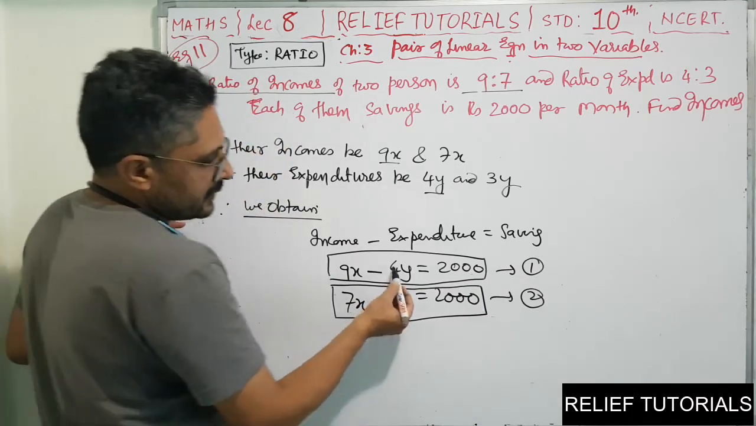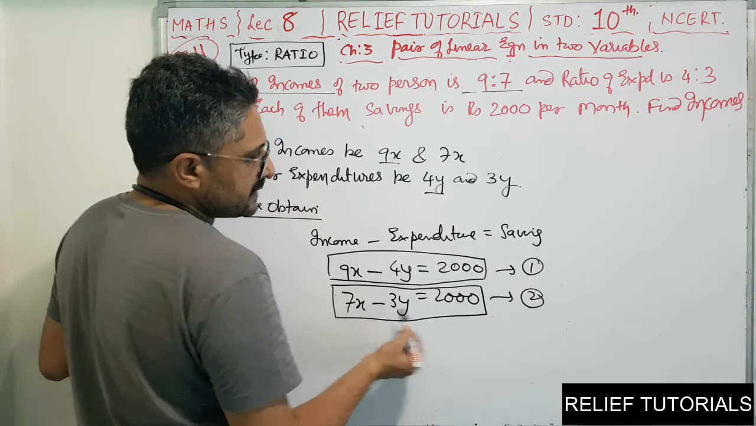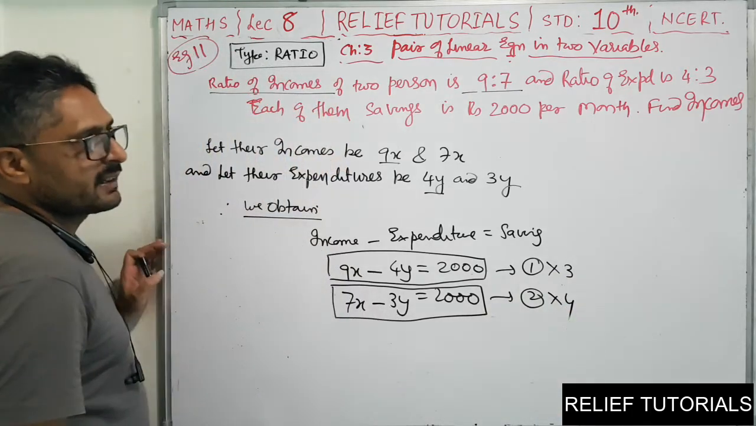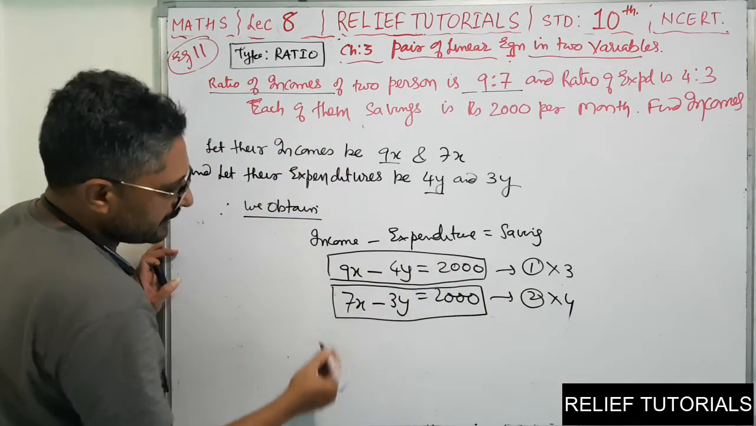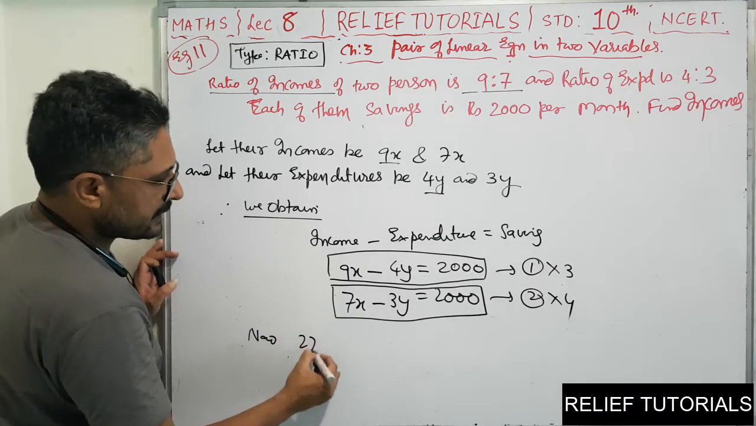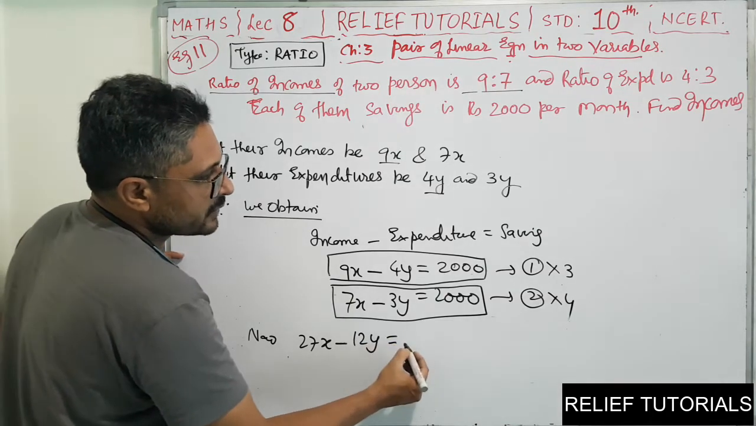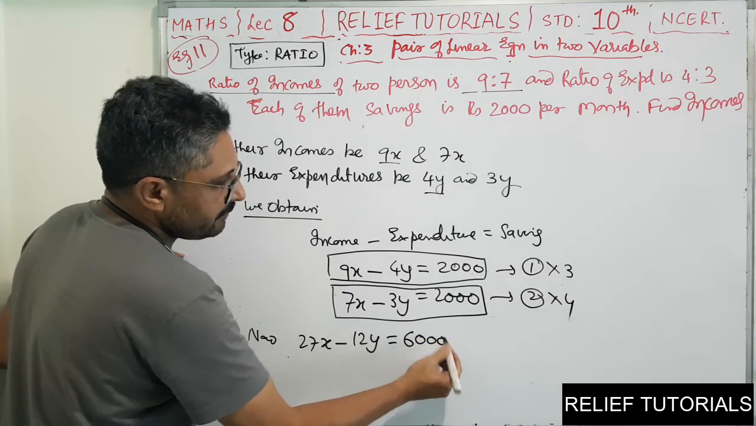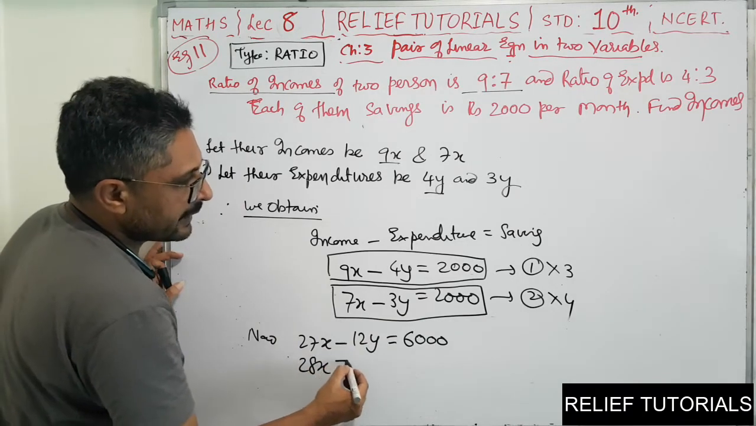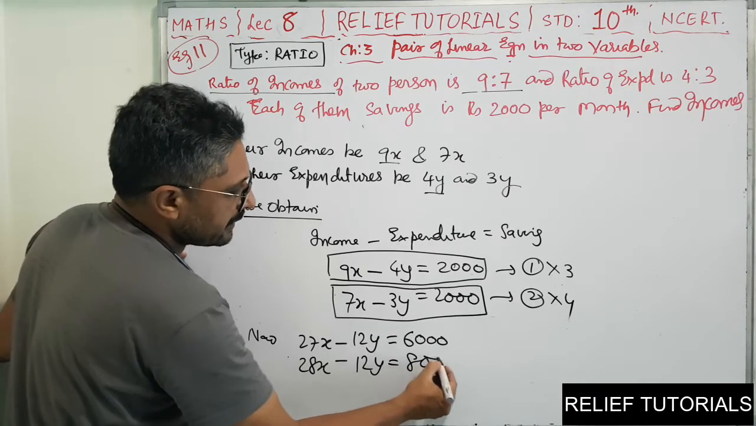Now you know this, you will multiply 4 and 3. I will make the variable y equal. This is 4, this is 3. So I will multiply the first equation with 3 and the second with 4. Clear? So what we will get? 9 3s are 27x minus 4 3s are 12y is equal to 3 2s are 6000. Then multiply by 4: 7 4s are 28x minus 4 3s are 12y is equal to 4 2s are 8000.